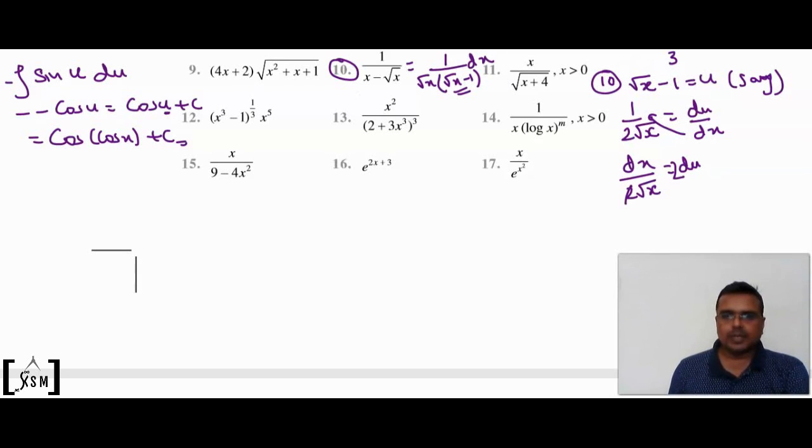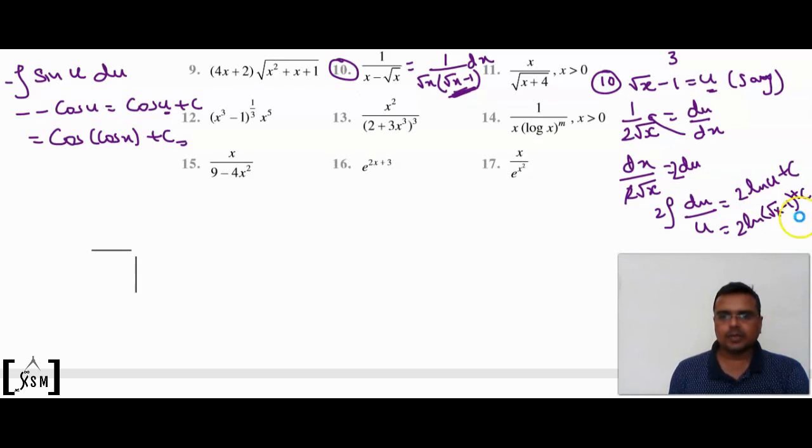So actually my question has become integration of 2 du over u, for the lower part being root x minus 1, and you know that plus c, right? And 2 ln u was root of x minus 1. I'm writing 2 ln of root of x minus 1 plus c. Good.